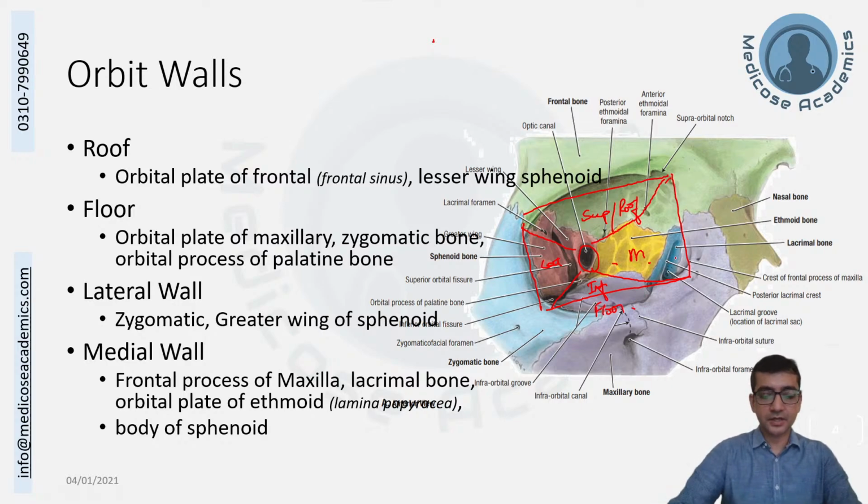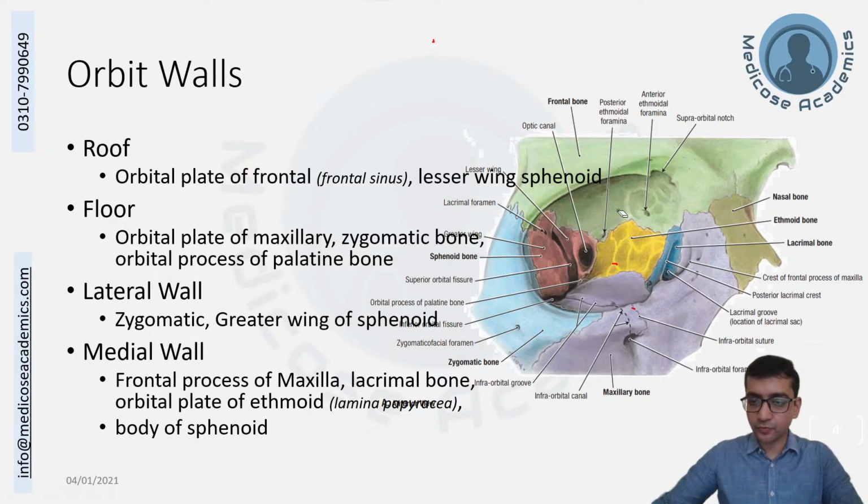So these will be the structures that we will be discussing. Let's look at it in this very image. Which structures are making which structure? Which wall? The superior wall is made up of the orbital plate of the frontal bone. The frontal bone makes it. If you don't remember the orbital, that's fine too. It is made up of the orbital plate of the frontal bone.